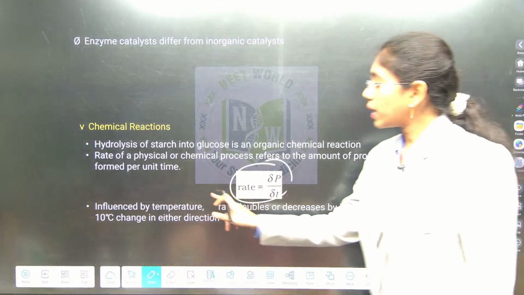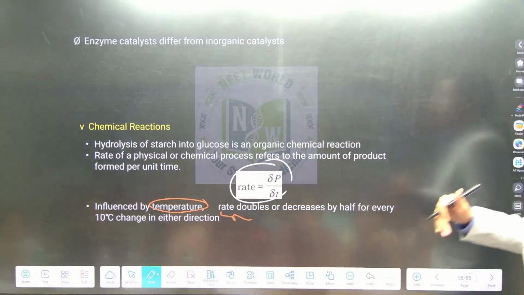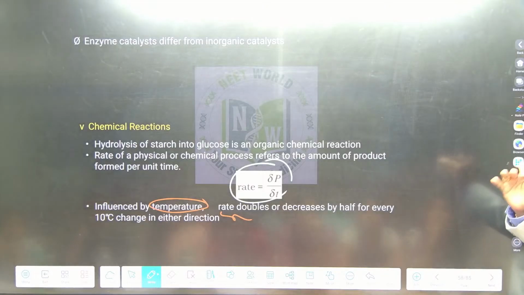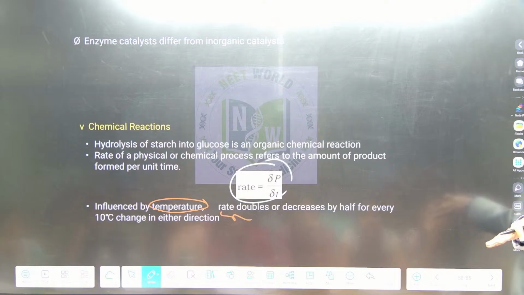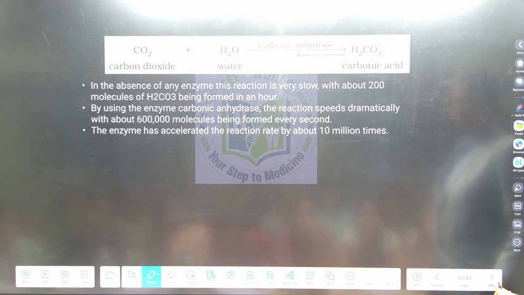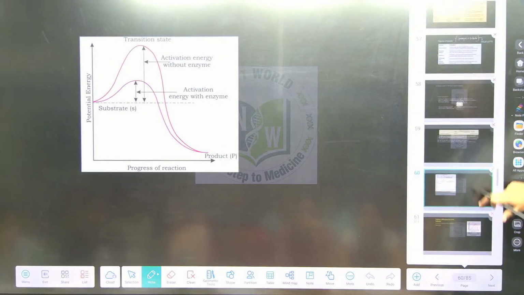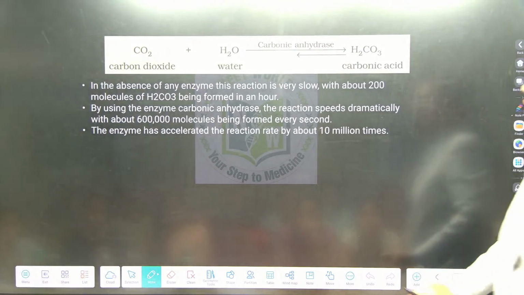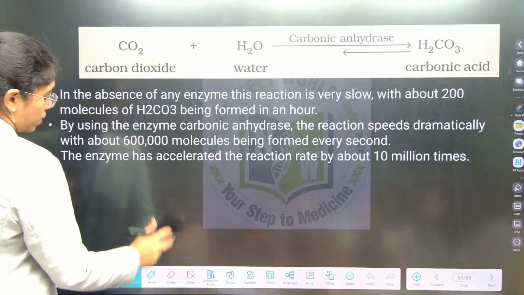And this enzymatic reaction is influenced by temperature. As you increase the temperature, 10 degrees rise in the temperature will double the reaction. 10 degrees fall in the temperature will halve the reaction. Few more factors will affect the rate of reactions. We will learn this once after noting about the examples which are given in the NCERT.